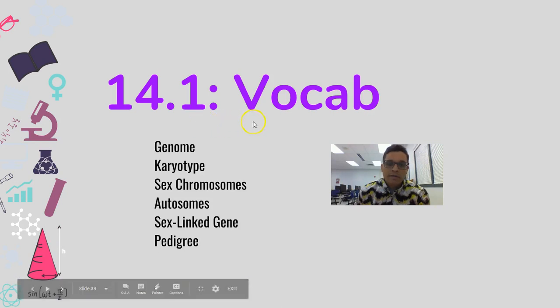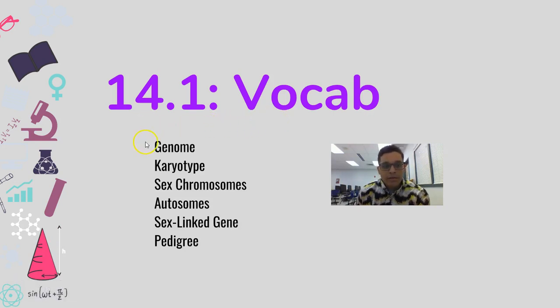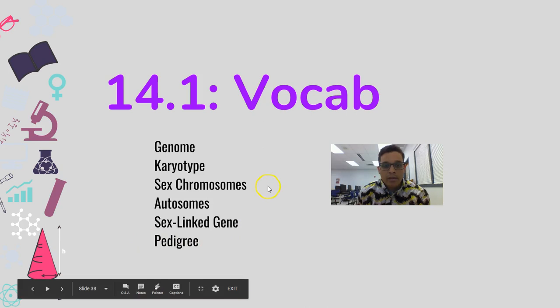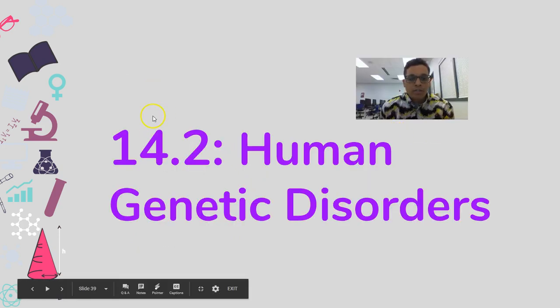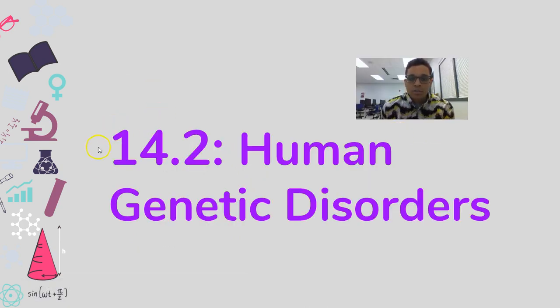As always, I leave the vocab for this section at the very end. If you didn't get it, go back and get it. These next 2 sections are pretty short. So section 2 is just human genetic disorders.